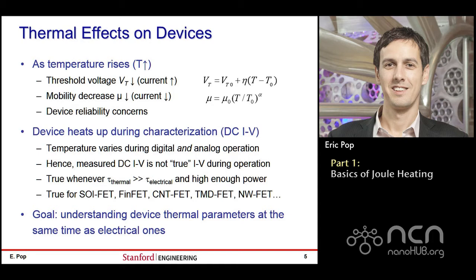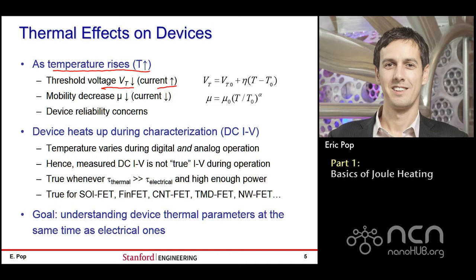Let's also briefly discuss the thermal effects on devices. So first of all, I think this is fairly clear to anyone who's worked with semiconductor devices. Temperature typically rises during operation. And one of the things that occurs is as the temperature rises, the threshold voltage typically comes down because thermionic emission over the barrier at the source side of the channel becomes easier. So, of course, one of the results of the threshold voltage coming down is that the current actually goes up.